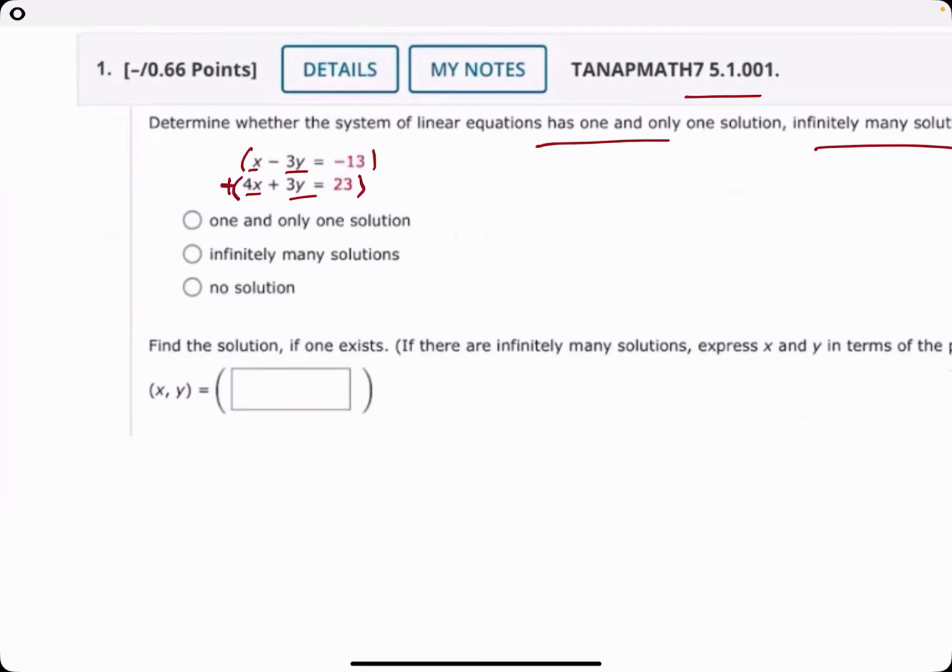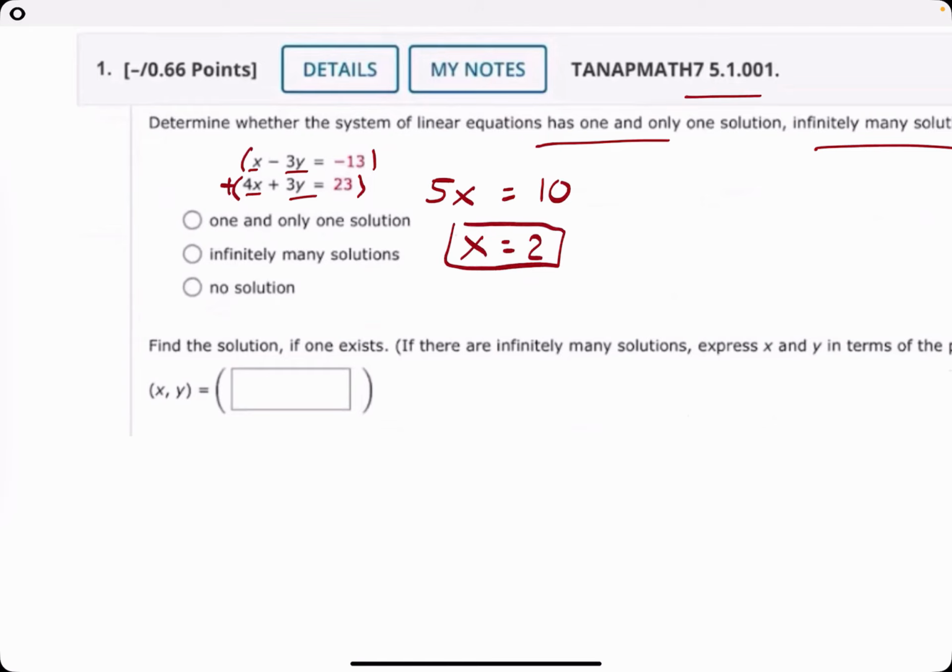to this equation. And when we do that, we'll have x plus 4x, and that'll give us 5x. And when we have negative 3y plus 3y, that's going to give us 0y. So we'll just have nothing there. And then we'll have negative 13 plus 23. And the difference of those is just 10. So we'll have 10. This will allow us to solve for x.